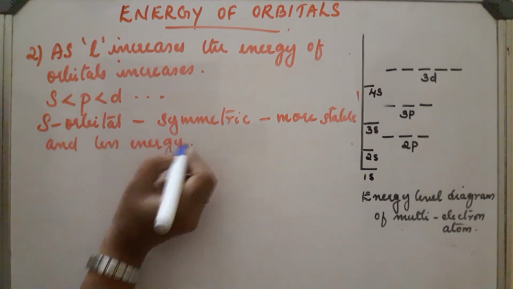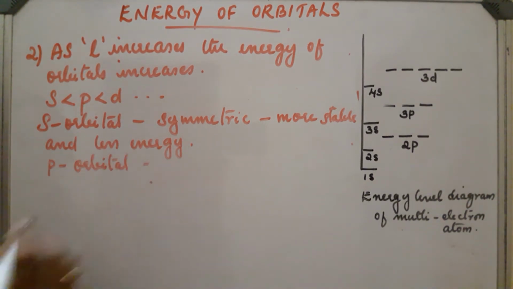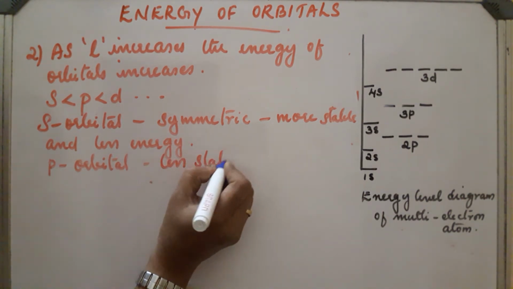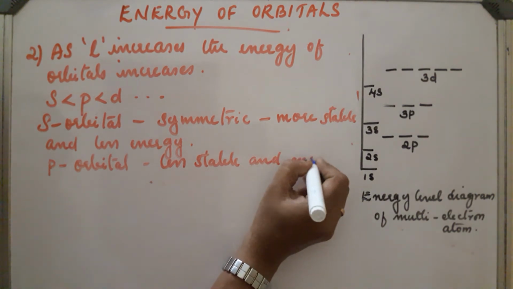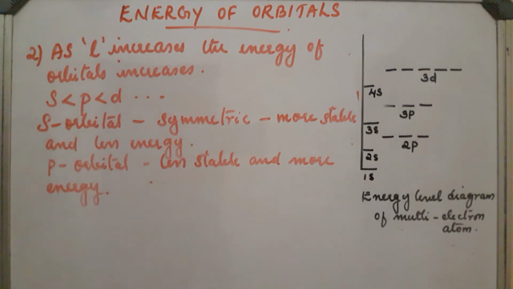But if we consider the p orbital, which has a dumbbell shape, the electrons are farther away from the nucleus. So the electron in such orbitals is less stable compared to the s orbital and has more energy. So this will be the order of different subshells. The energies of orbitals of different subshells are in this order. That is why, as L increases, the energy of the orbital increases.